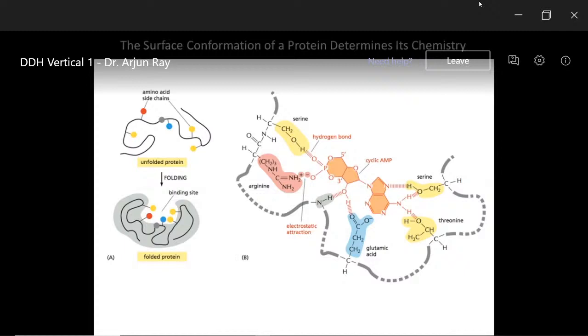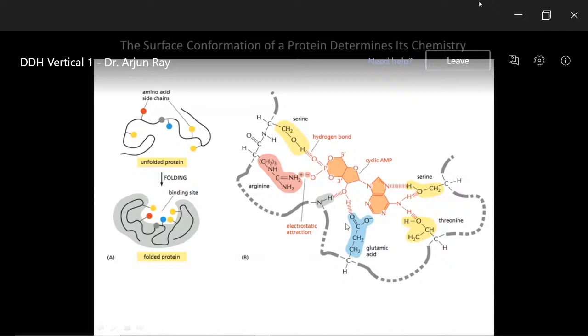Now, it's intuitive to understand that the folding of a one-dimensional polypeptide shall give rise to a specific surface, and hence specific surface properties. Here, we have an example where we see serine, arginine, glutamic acid, threonine, and serine specifically arranged on the surface such that it can bind the cyclic AMP molecule. Now, all the side chain arrangements actually give rise to the function of this protein, and the resultant interactions stabilize the complex.